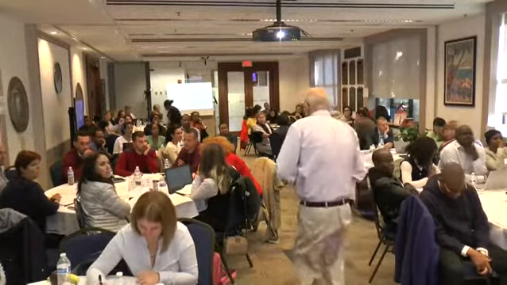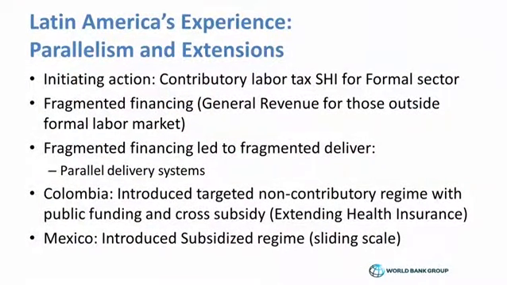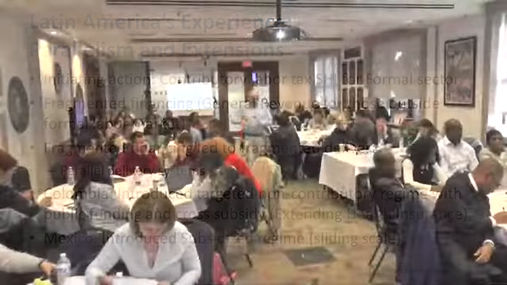Colombia, as I mentioned yesterday, introduced a non-contributory regime. It was the first of a number of countries, Mexico was the next one, and others, that said, how can we bring the non-formal sector into the formal sector? So this was the beginning of what we're calling extended social health insurance. You build on a base which has payroll-funded insurance for the formal sector. You put on top of it general revenue-funded insurance, and then you put them together.